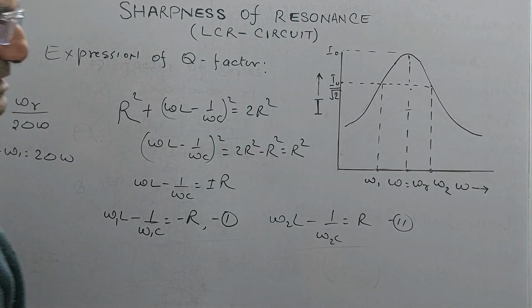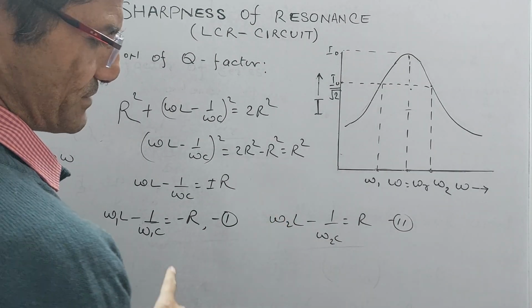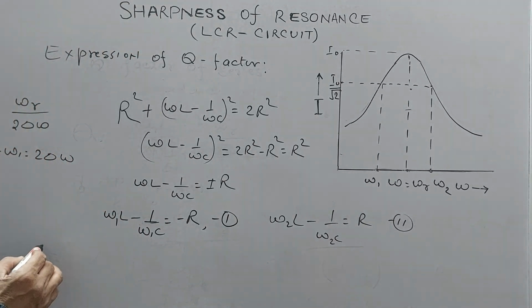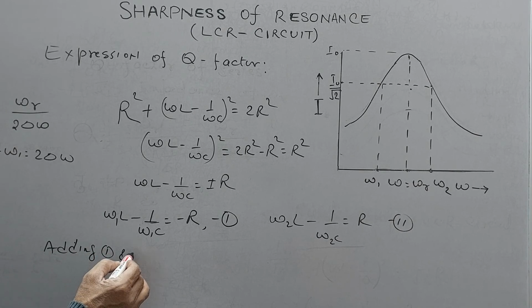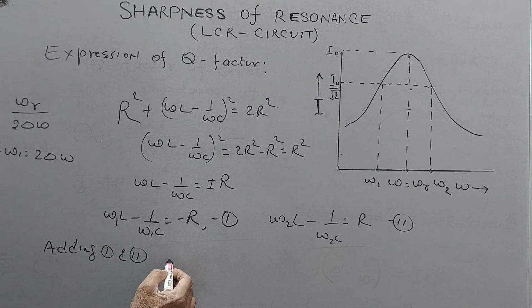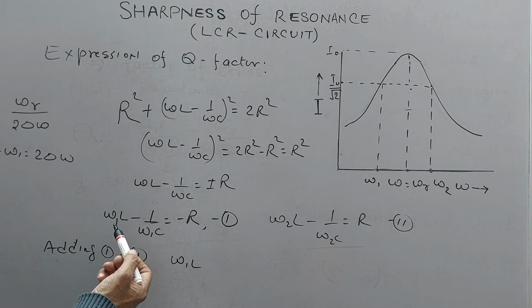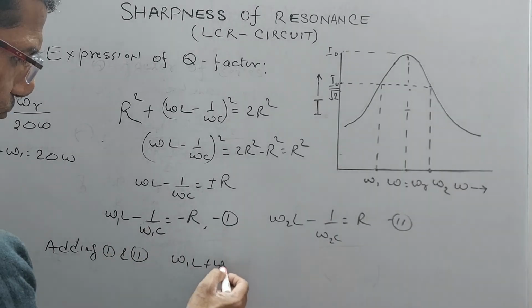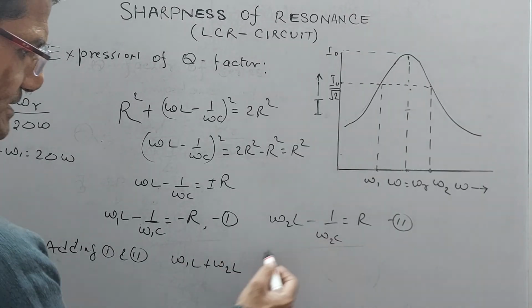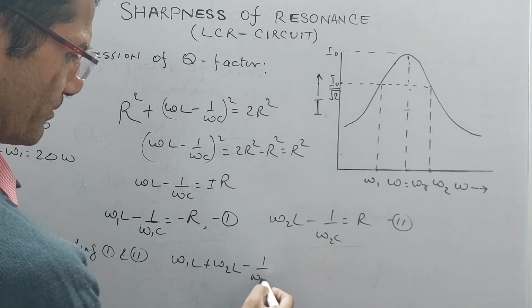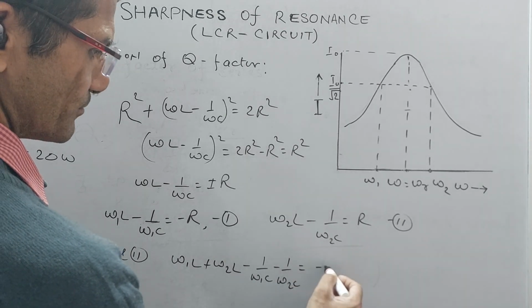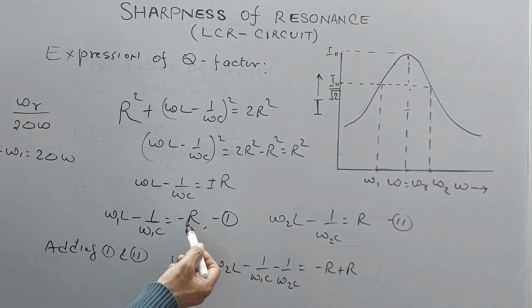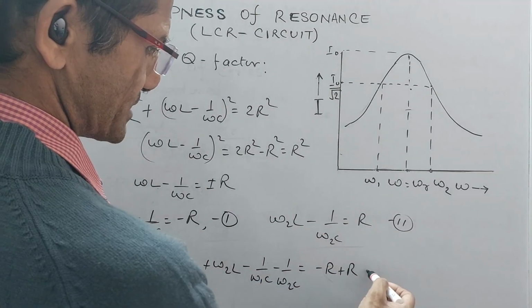Now, adding and subtracting. If I add both these equations and subtract these two equations, first, adding equations 1 and 2, I will get omega 1 L plus omega 2 L, minus 1 upon omega 1 C minus 1 upon omega 2 C is equal to minus R plus R. It has the value minus R, it has the value plus R, minus R plus R becomes 0.